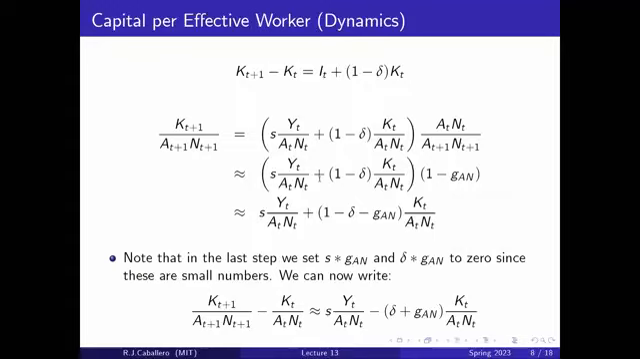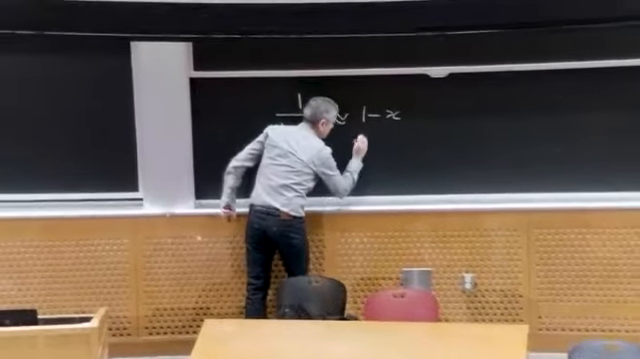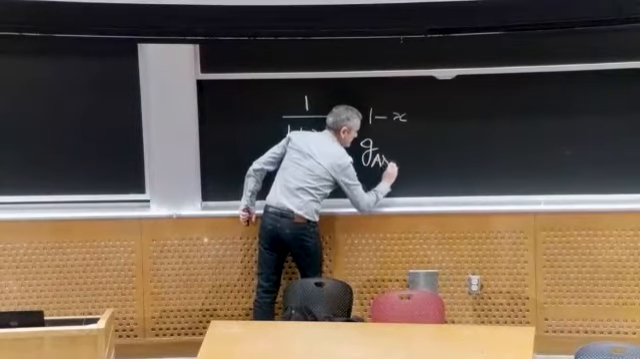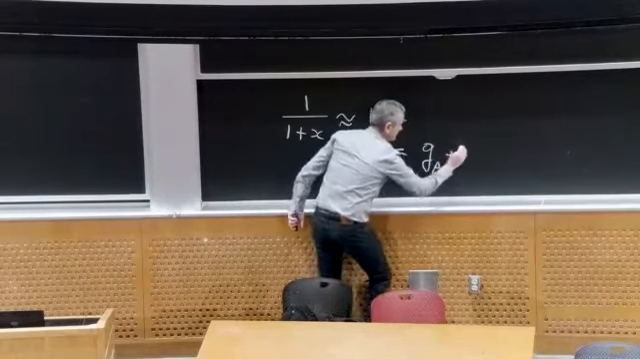Well, this, using the approximation we have here, is approximately equal to 1 minus gAN. And gAN is equal to gA plus gN.